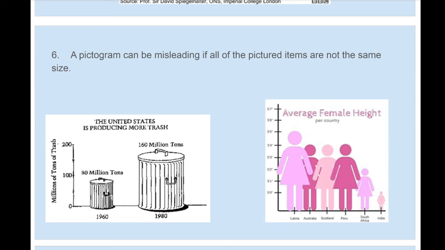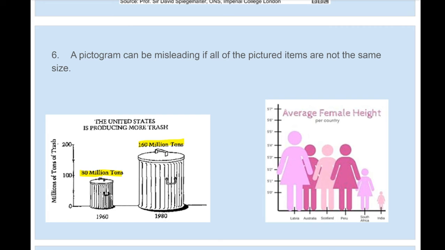If we're looking at a pictogram, they can be misleading if all of the pictured items are not the same size. So it's okay to have a pictogram. Maybe it makes it a little bit more appealing, but you want to make sure that the pictured items are the same size, or relatively the same size. If we look at these different graphs, we can see the large barrel again looks to be quite a bit larger. Maybe it is double in terms of the actual values. So you might say, okay, that makes sense because it is doubled, so it should be larger.